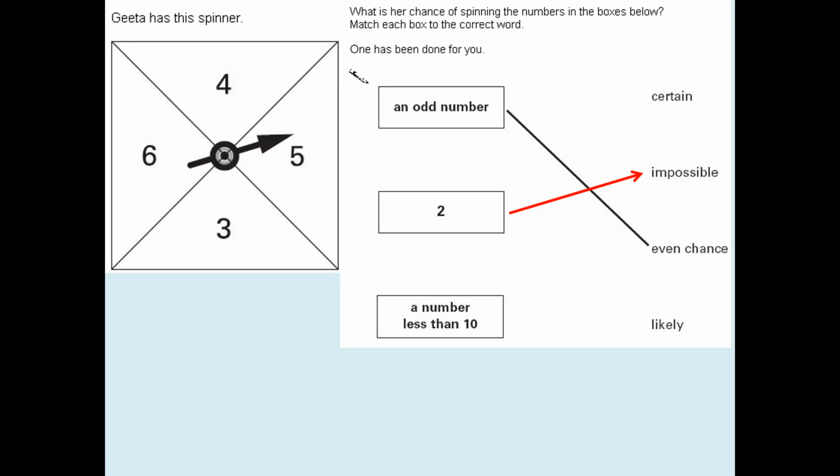So the chance to get 2 is impossible. A number less than 10 is certain because here four numbers are present: 4, 5, 3 and 6. Therefore an odd number is an even chance. 2, here is no 2. So getting 2 is impossible and a number less than 10 is certain because these four numbers are less than 10.